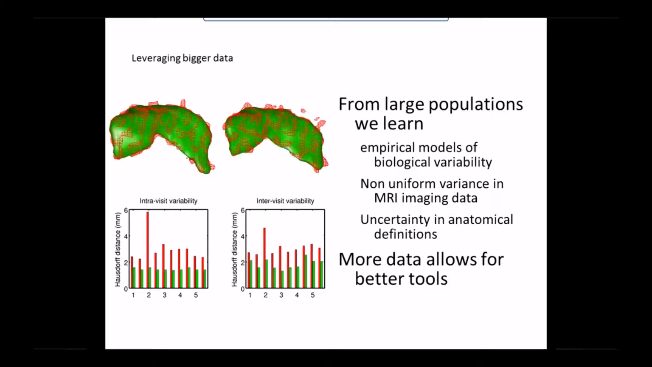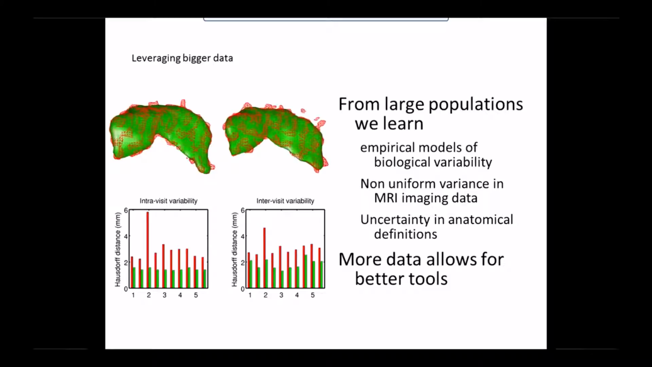Now, as the population size has been increasing with what we're studying, we're able to learn a lot of information from these populations. So one thing we learn is empirical models of biological variability. We can understand what types of anatomical shapes are more likely versus less likely. We can understand the variance in MRI images, where images are likely to be noisy and where they're likely to be more trustworthy. And we're able to understand uncertainty in anatomical definitions.